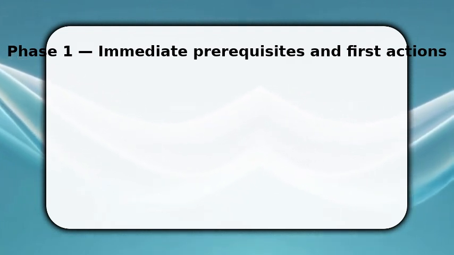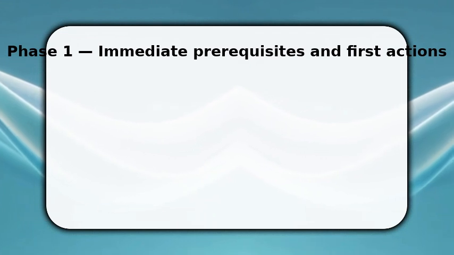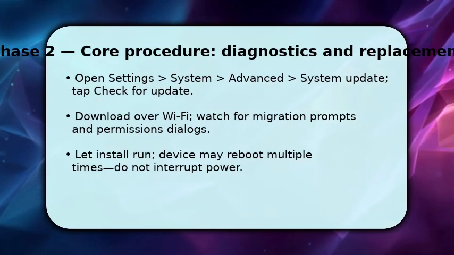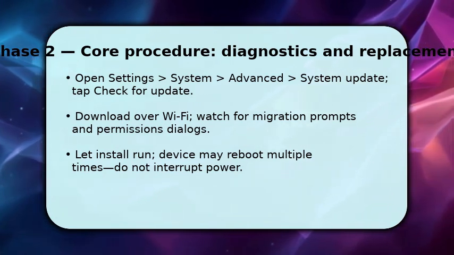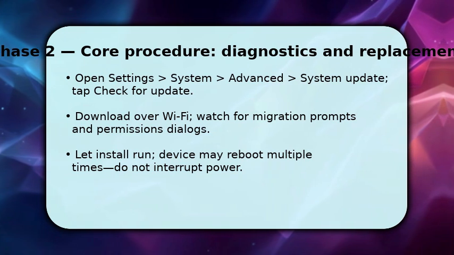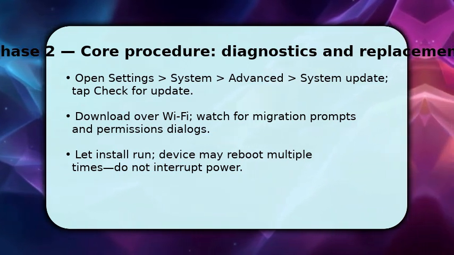Now go to Settings to find System Updates and start the download. You should tap Settings, then System, Advanced, and System Update to check for Android 12. If an update appears, tap Download. This runs over Wi-Fi and keeps your data intact.